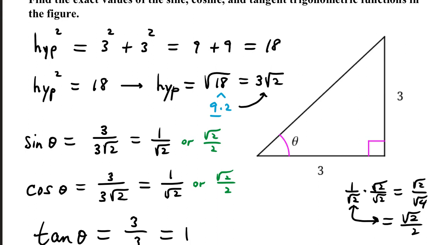Cosine, that's adjacent over hypotenuse. Same value, cancel the 3's, 1 over square root of 2. Tangent is TOA, opposite over adjacent, 3 over 3 is 1.